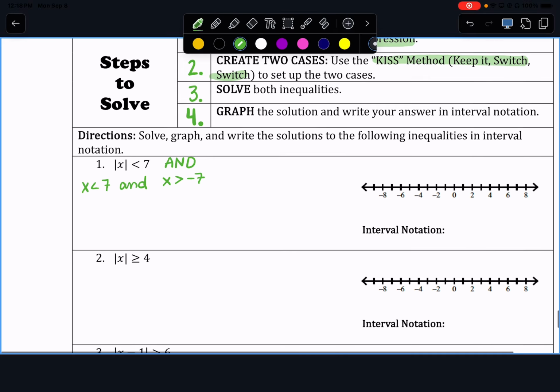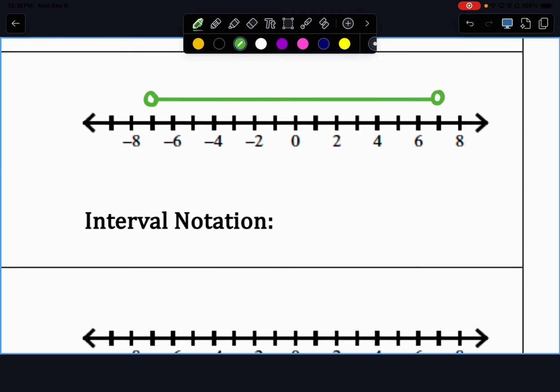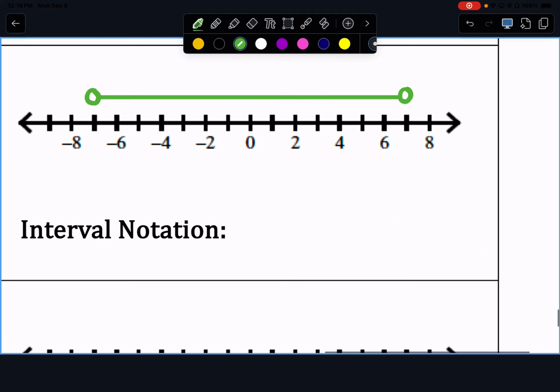Will I use open or closed circles for those? At negative 7, open circle, positive 7, open circle. And it's and, so they'll go together. And then we just do our interval notation. For open circles, do I use parentheses or brackets? Parentheses. So what do I need to put first? Then 7. And we're good.